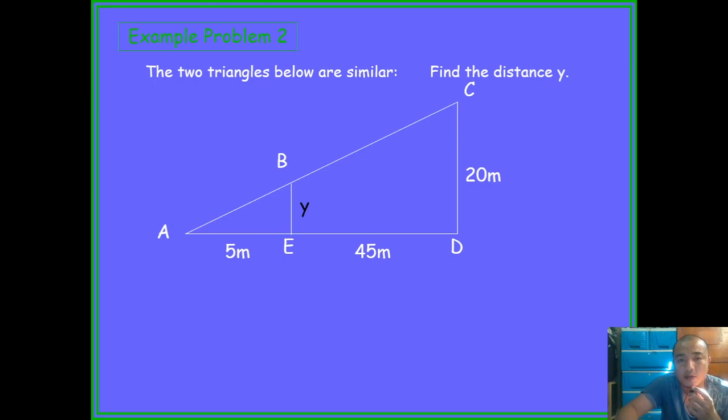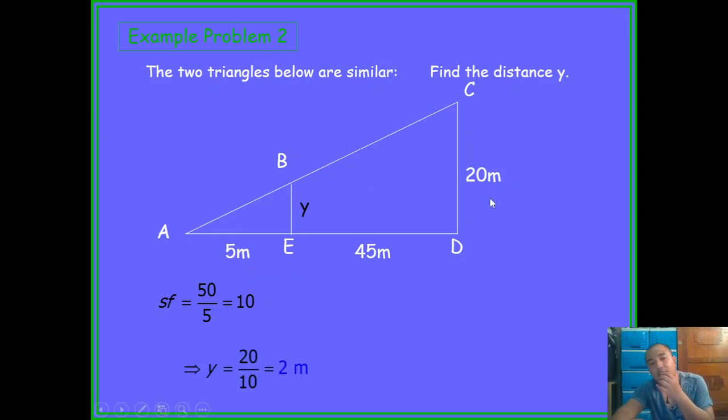The two triangles below are similar. Find the distance y. Here, find the length of y. Scale factor 50 over 5. So nakuha yung 50, 45 plus 5 is 50, divided by 5. May corresponding side kasi yung AD tsaka AE. So the scale factor is 10. So to solve for y, 20 divided by 10 is 2 meters. 2 meters yung y.